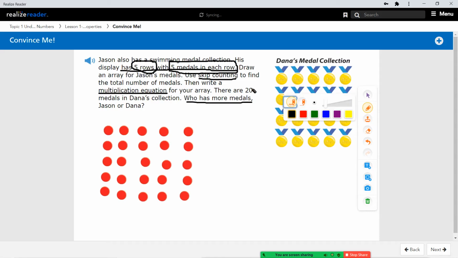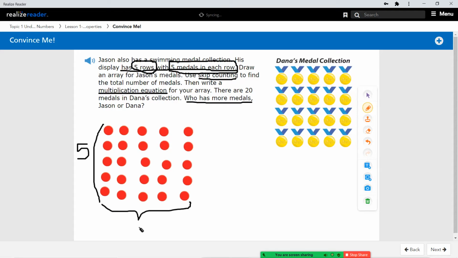Okay, so we used our counters. So we're going to skip count. So over here, we have 5 rows and we have 5 in each row. So we're counting by groups of 5. So this is 5, 10, 15, 20, 25.